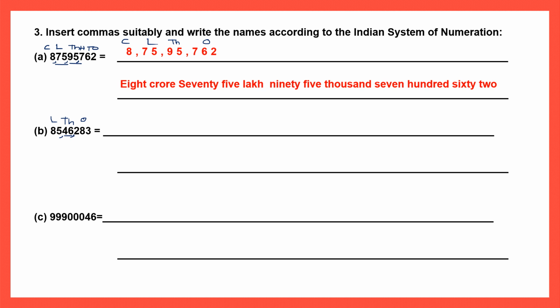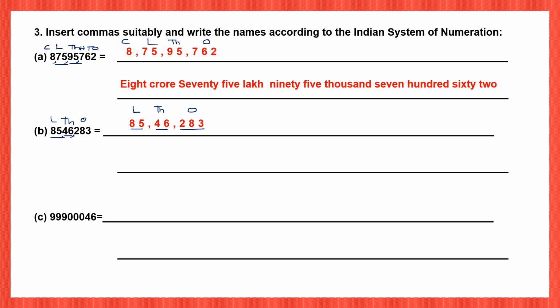Lakh, 10 lakh is a lakhs period. So let's write down that number. Here we have 85 lakhs. So this is the lakhs period, 85. Then we have 46, which is the thousands period, and 283, which is the ones period. As you can see, after each period, we have put a comma.